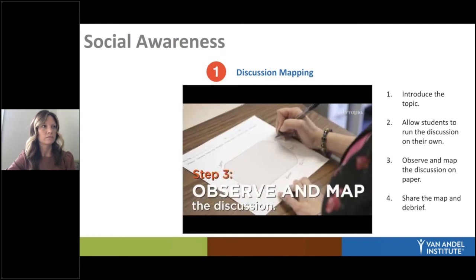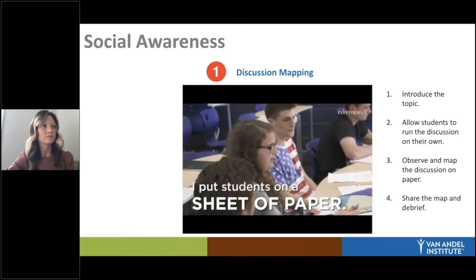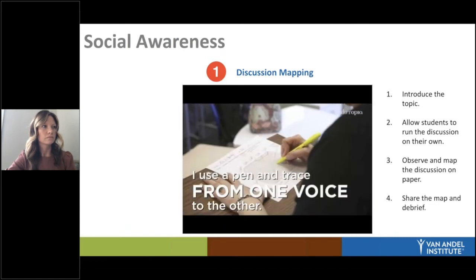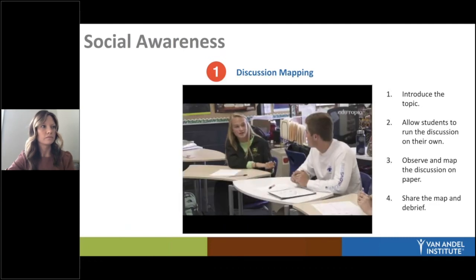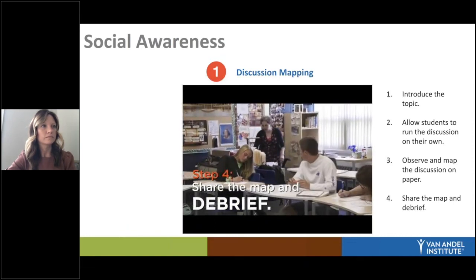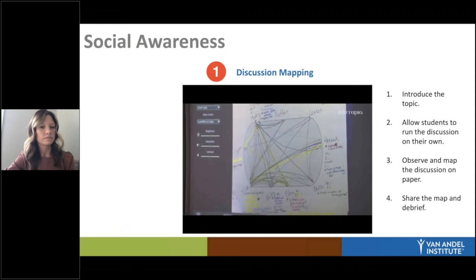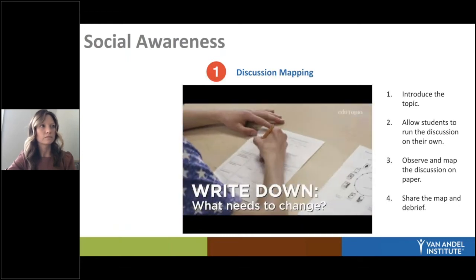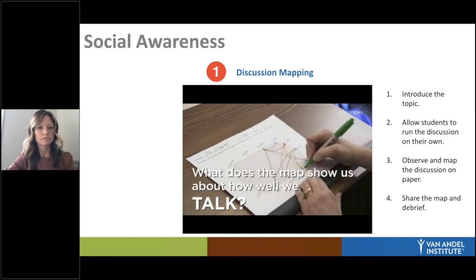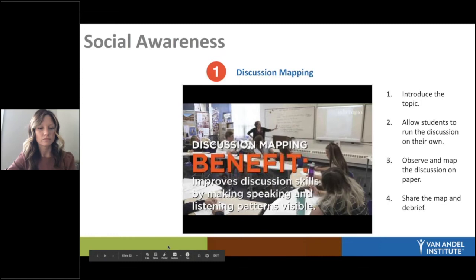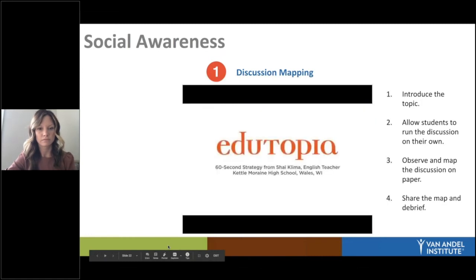I put students on a sheet of paper, and then I literally use a pen and trace from one voice to the other. Her biggest action was getting on the train. So after discussion, I show students the map. Take a look at what you accomplished. And then I ask them to debrief. Write down what went well and what needs to change for next time. What does the map show us about how well we talk, how well we listen? They can see their improvement in a very real, visible way.